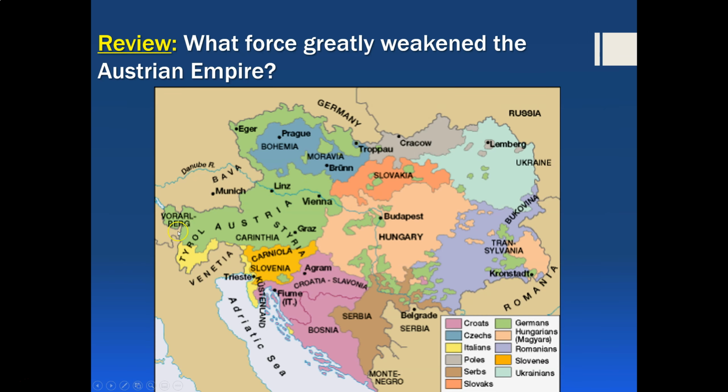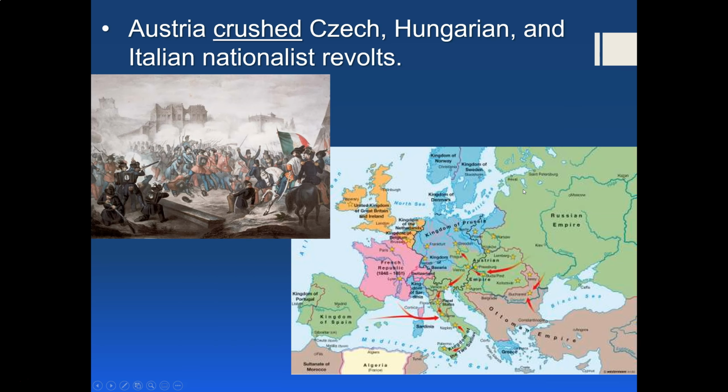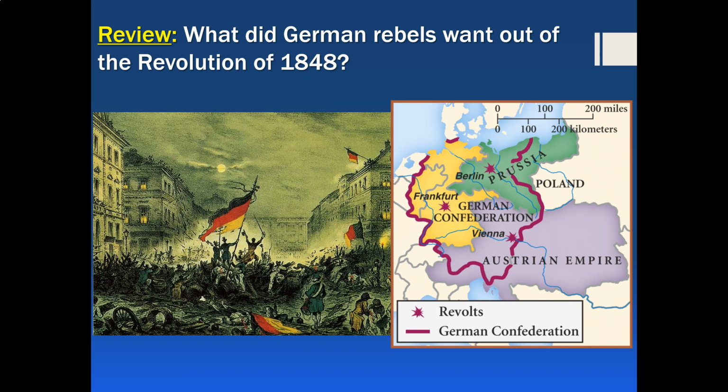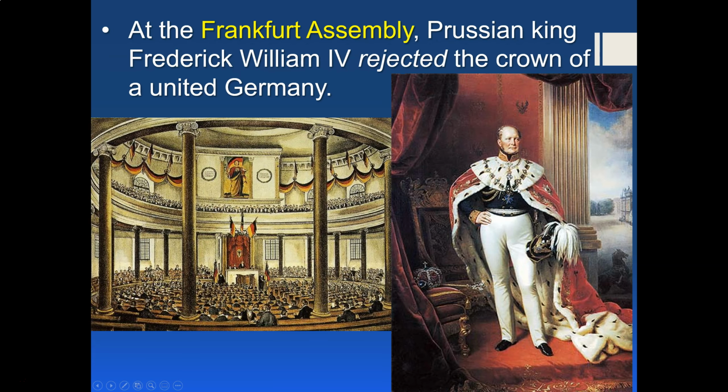We learned that nationalism had greatly weakened the Austrian Empire, but Austria is able to kind of rally the troops and crush those nationalist revolts. The Czech revolt, the Hungarian revolt, the Italian revolt, they all are crushed by Austria. The German rebels, if you recall, had demanded German unity. Were they successful? Well, they had a chance.